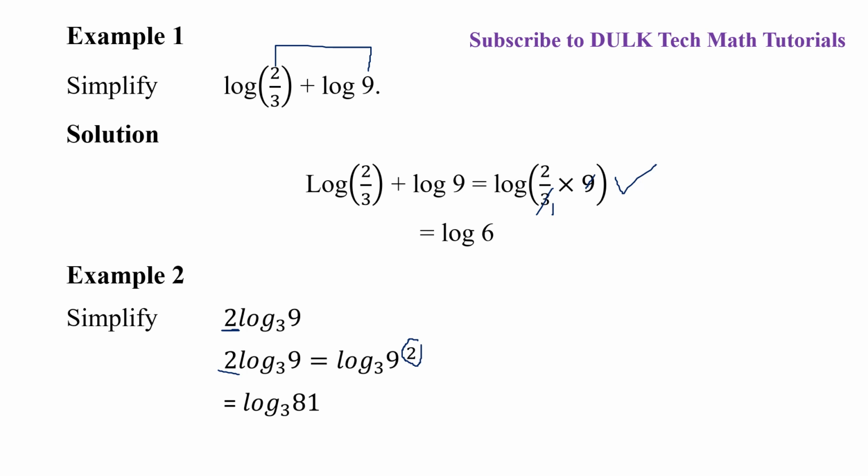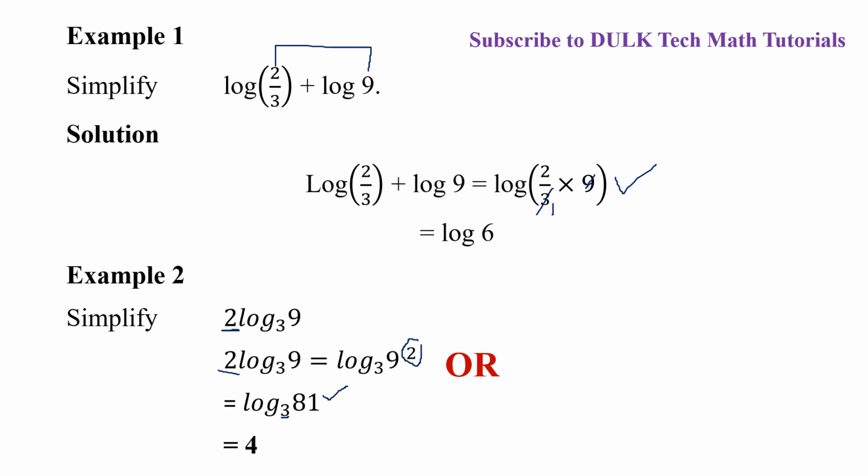And log 81 base 3, according to the definition of logarithms, the power that we raise this 3 to for us to get 81 is 4. So log 81 base 3 is 4, like this. So 2 log 9 base 3 is equal to 4. Or we can also do it this way.